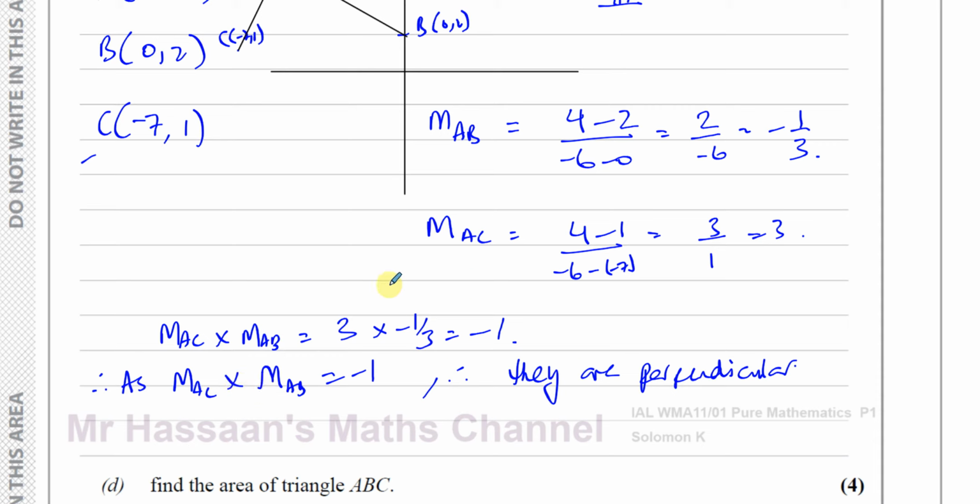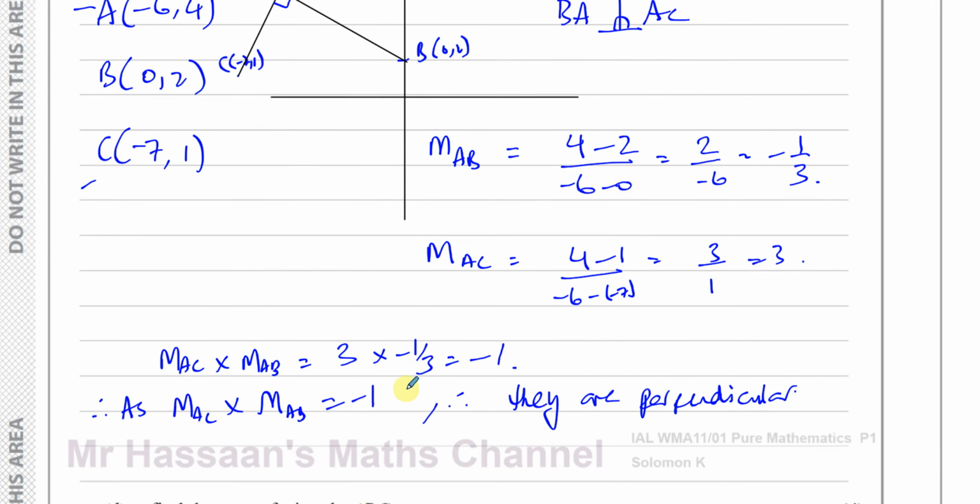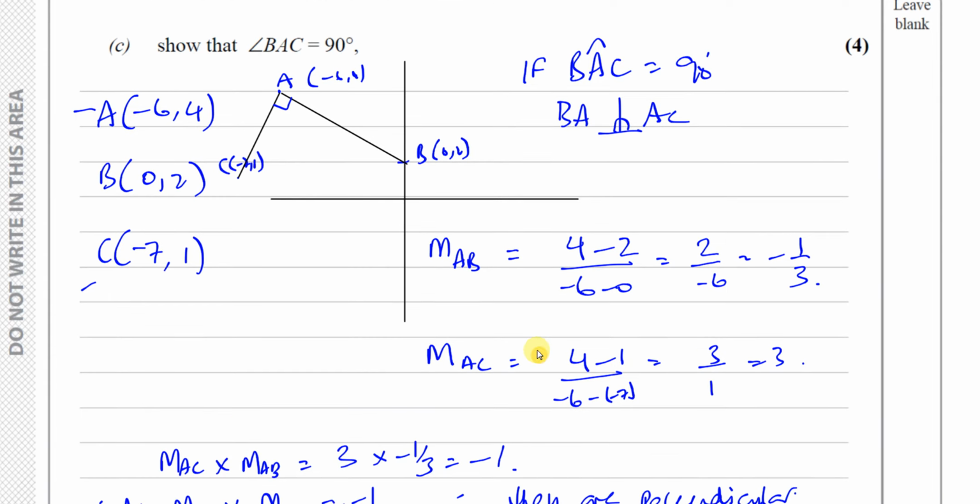Or you can state in words that as the gradient of AB is a negative reciprocal of the gradient of AC, therefore they are perpendicular. Something like that. There must be some qualifying statement. You can't just leave it at this step here. You will definitely lose a mark. You must make a statement to show that because they're negative reciprocals, or because the product of the gradients is equal to negative 1, they are perpendicular. Very, very important for you to show that.